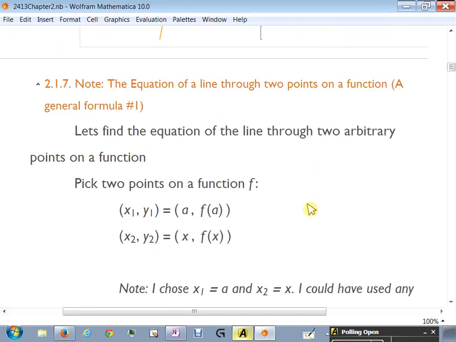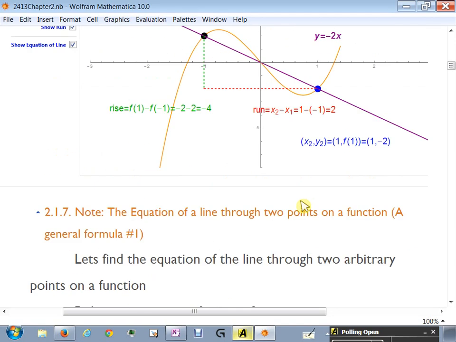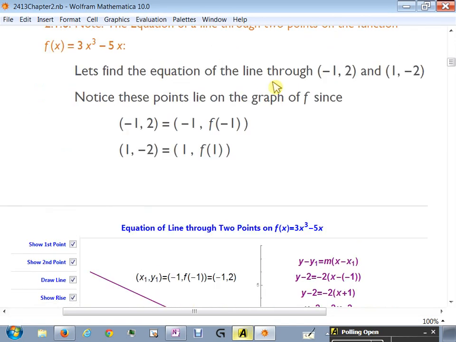Now, what if I do not tell you what the points are specifically? So I don't tell you it's -1, 2, and 1, -2. What if I don't tell you what those are?